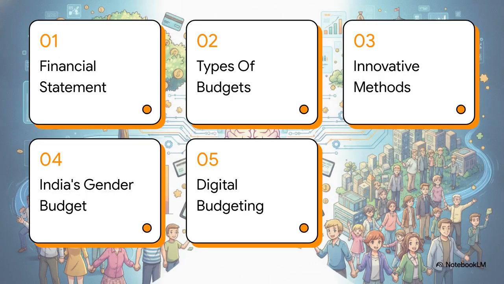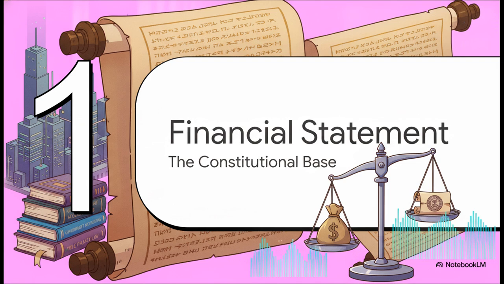Here's our quick roadmap for today's explainer. We'll start with the annual financial statement, look at the three main types of budgets, check out some innovative budgeting methods, dive into India's gender budget, and then wrap the whole thing up with citizen-led digital budgeting. All right, Section 1, the annual financial statement, which forms our constitutional base.